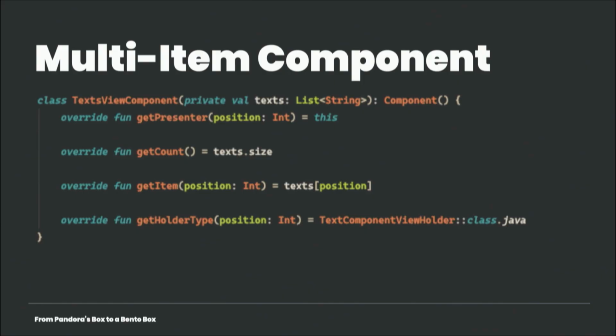In that case, getCount would return texts.size, which would be 3. And then each of getItem and getHolderType would be called 3 times: once with a position of 0, once with a position of 1, and once with a position of 2. And so getItem would return each of the strings individually, and getHolderType would return the same viewHolder for each of the items, so each of these items would be displayed the same way. In this case, it's just a text component viewHolder class, which displays some text with a red background.